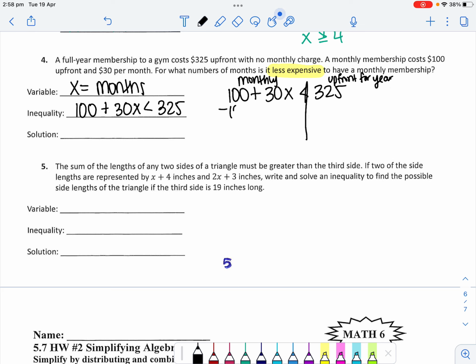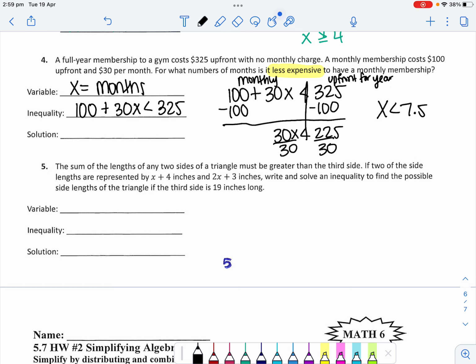So I'm going to subtract 100. 30x is less than 225. And when I divide by 30, I get x is less than 7.5. But remember, when you're paying for a gym and you're paying for monthly membership, you're paying per month. You're not paying for half of a month.